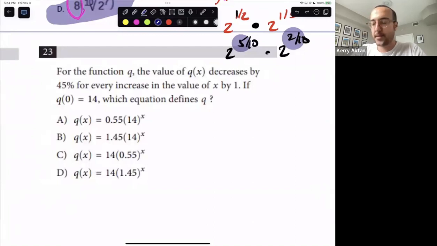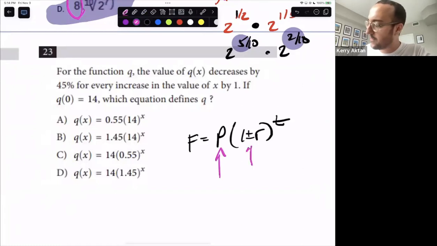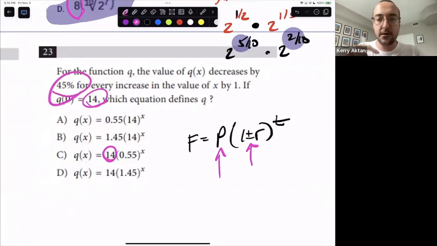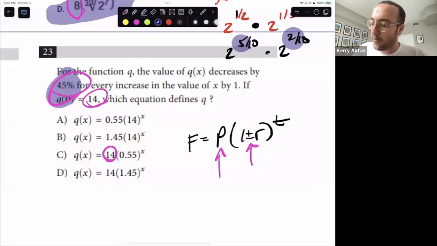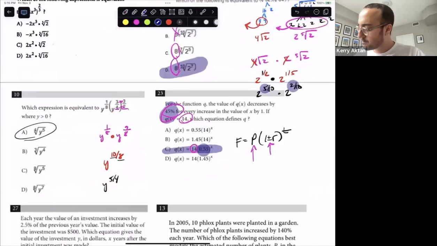There's Brooke, good. So guys, remember with this form, how does it work? It's F equals P(1 plus or minus R)^T. P for principal, your initial amount. This is your rate, always. And this is your time. So I appreciate you guys saying C because you started with 14. That's your y-intercept. You lost 45%. If the new AirPods are 45% off, how much are they on? 55%. Beautiful. It's C. Let's keep rocking.